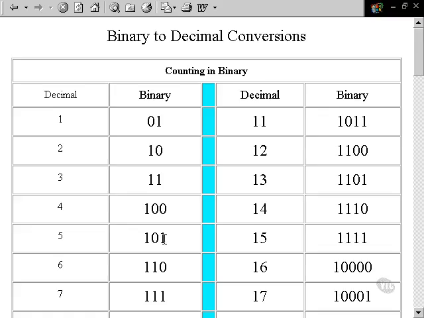5 would be 1, 0, 1. We add a 1 here. 6, we'd go up to the next level. So we'd have 1, 1, 0. 7, we'd fill that in. 1, 1, 1.